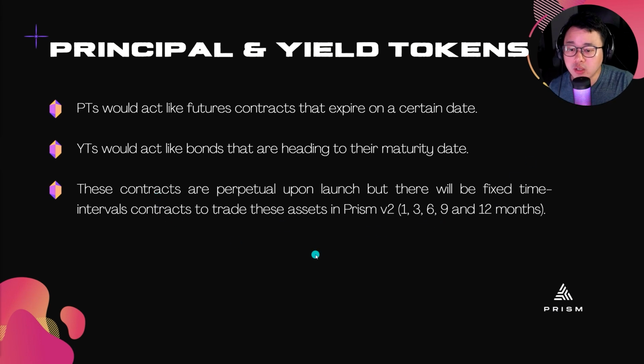For the principal token, once it reaches maturity, I believe you can swap it into the collateral token without the yield token. And for the yield token, once the maturity date has been reached, then just like a bond, it would disappear because it has finished paying out its coupons in a way.